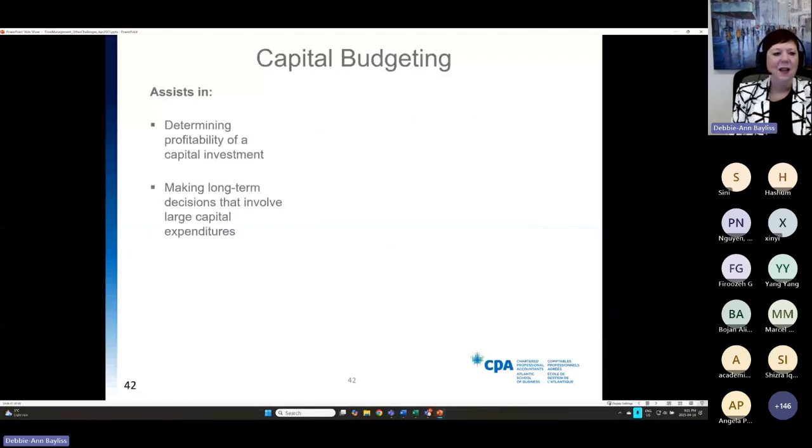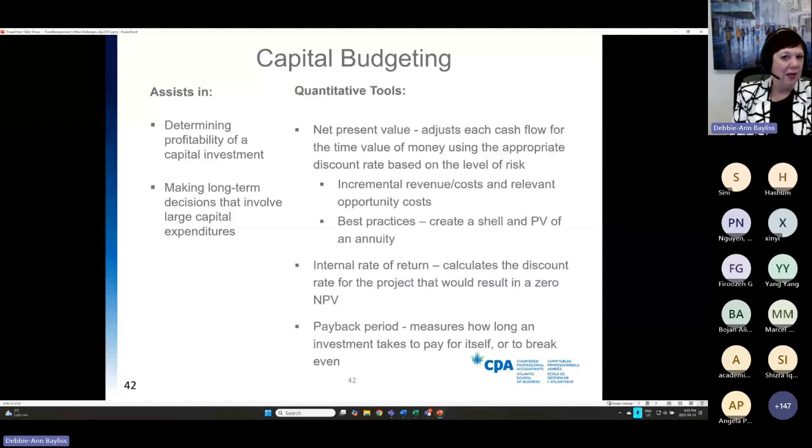Capital budgeting. That's all about determining profitability of a capital investment or a large capital expenditure. What kind of tools? Net present value, okay, which takes into consideration the time value of money. So using an appropriate discount rate, depending on the level of risk. The next point I want to really emphasize, because this is an area where the Board of Examiners find that we candidates fall very short.